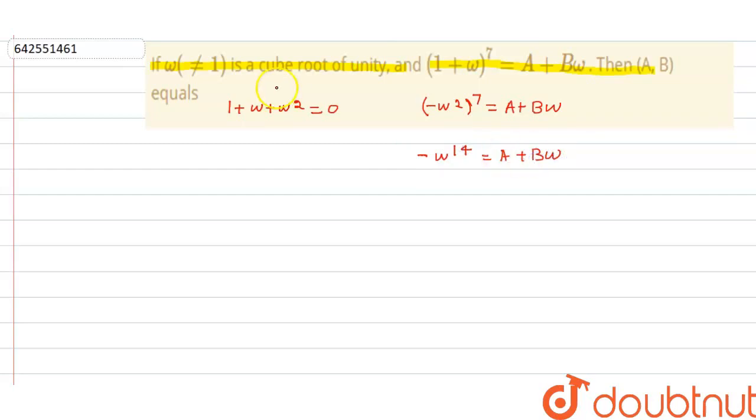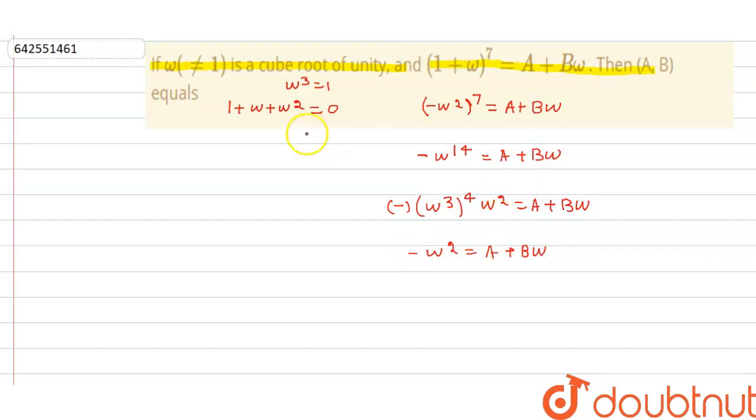Now we know one thing also, that omega cube is equal to 1. So this thing can be written as minus omega, and omega cube to the power 4 times omega square will be a + b omega. So this thing can be written as, this thing is 1 and this is minus omega square is equal to a + b omega.